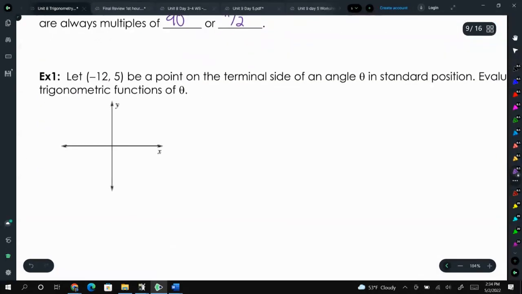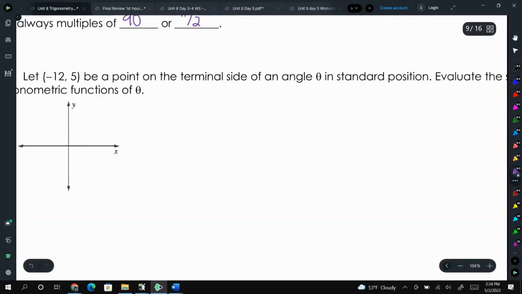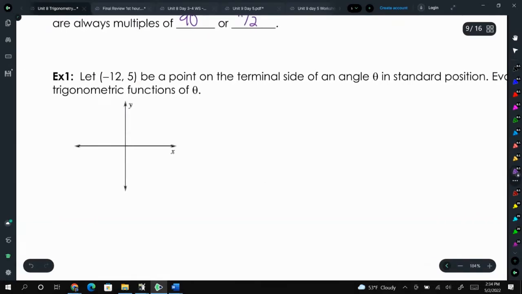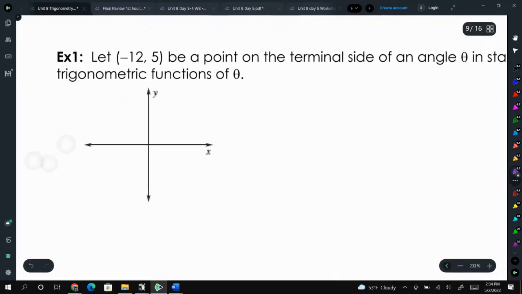So example 1: let negative 12 comma 5 be a point on the terminal side of an angle theta in standard position. Evaluate the 6 trigonometric functions of theta. So negative 12 comma 5, that's negative 12, and 5. So right here. Okay, so the angle would actually look like this. So here's our angle right here.